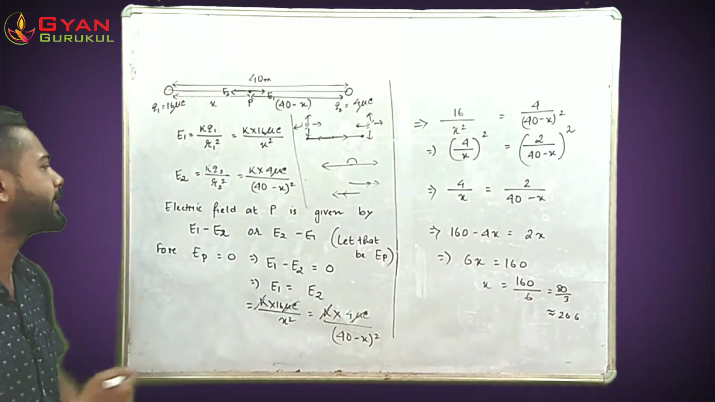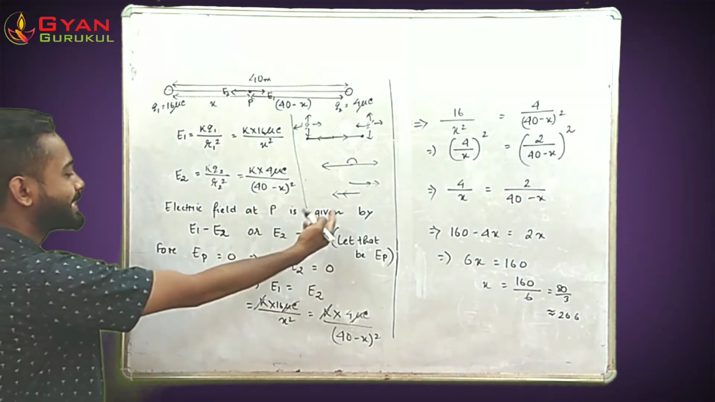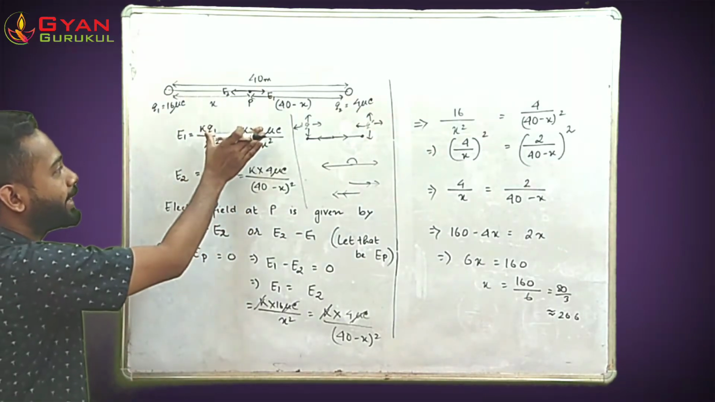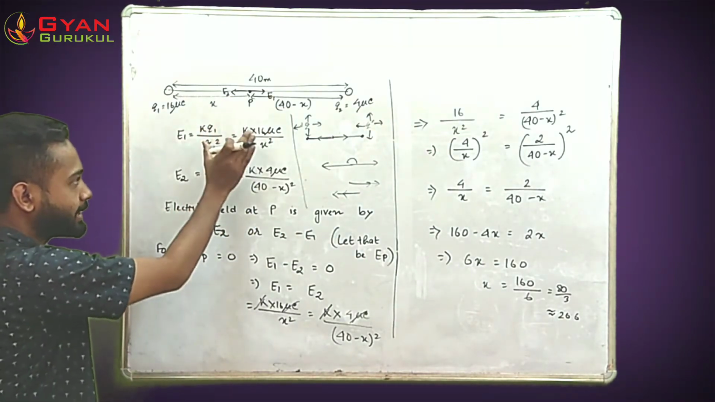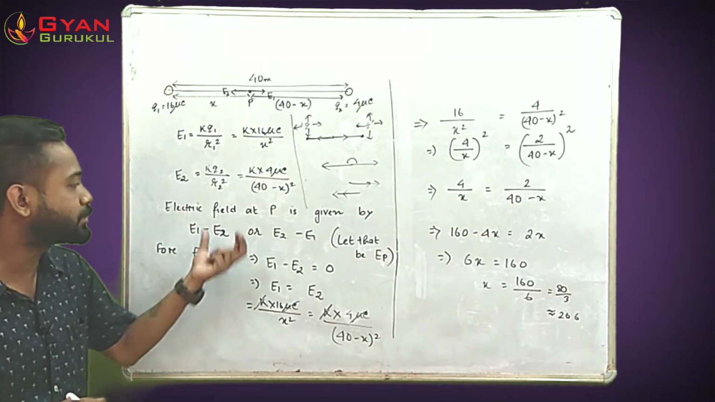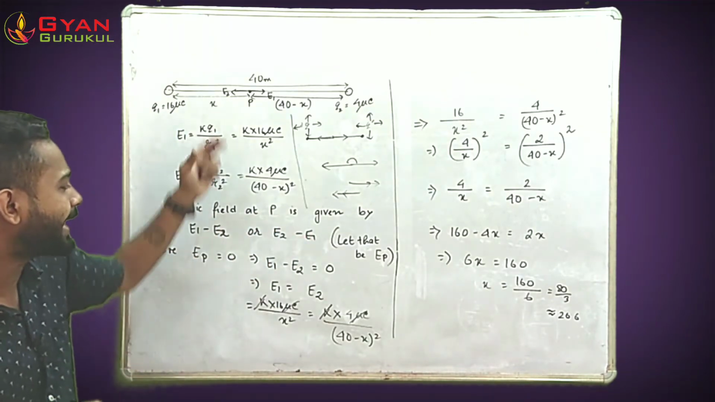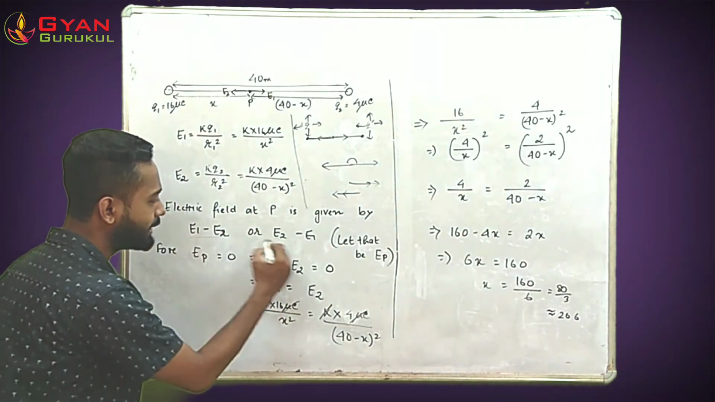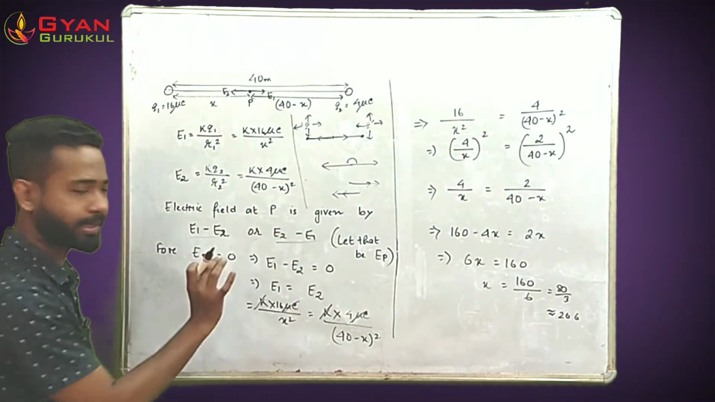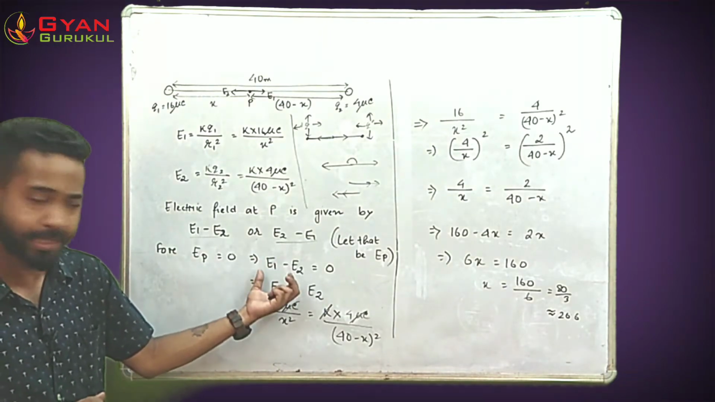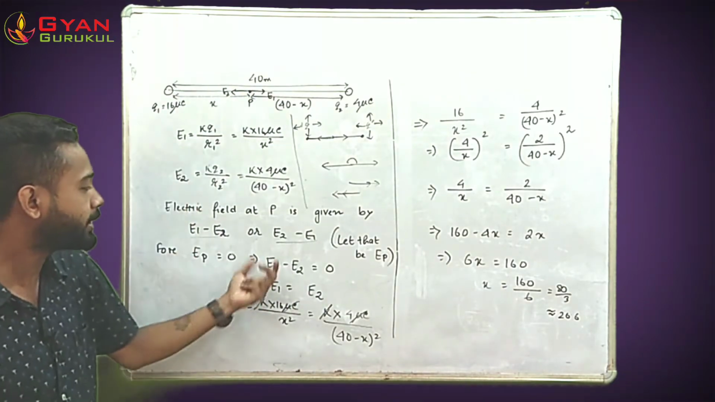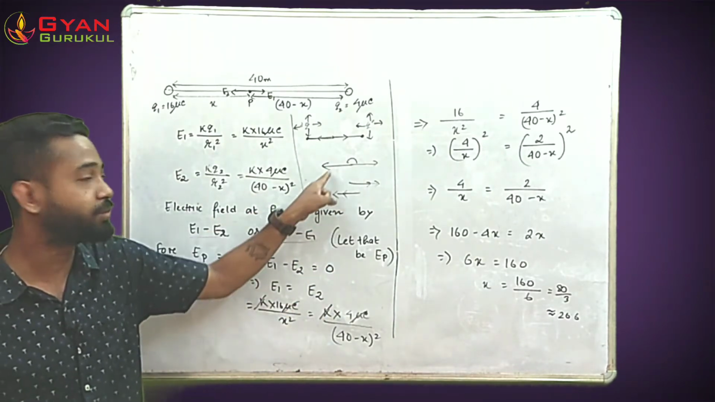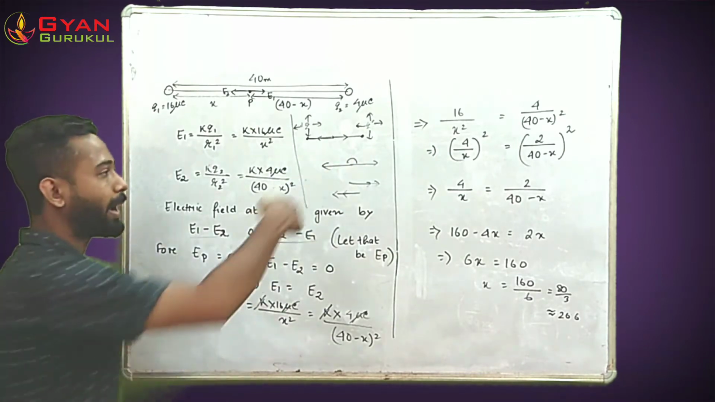As it is written here, the electric field at P is given by E1 minus E2 or E2 minus E1. It depends on which field is greater. Based on that, we can take either E1 minus E2 or E2 minus E1. Since the net electric field has to be zero, I can equate either of them to zero. I have taken E1 minus E2. So for the net field to be zero at this point, E1 minus E2 should be zero. Why did I use a minus sign? Because both of the fields are in opposite directions. They are 180 degrees apart.